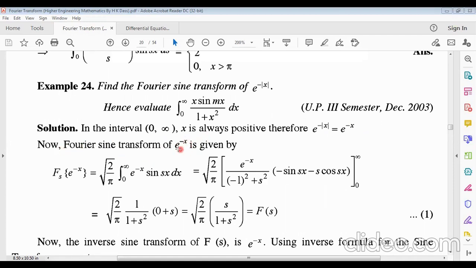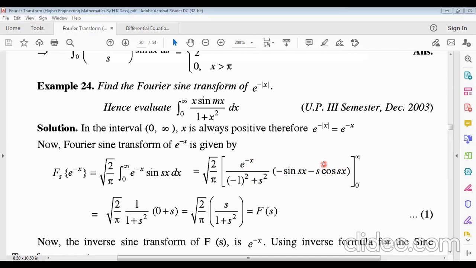Now the Fourier sine transform of this function equals root over 2 by pi, integral from 0 to infinity of f of x sin sx dx. That means the first formula. So this can be written as root over 2 by pi, integral of e to the power minus x sin sx dx. Using the first integration formula, e to the power ax sin bx dx equals e to the power ax divided by a square plus b square, times a sin bx minus b cos bx.